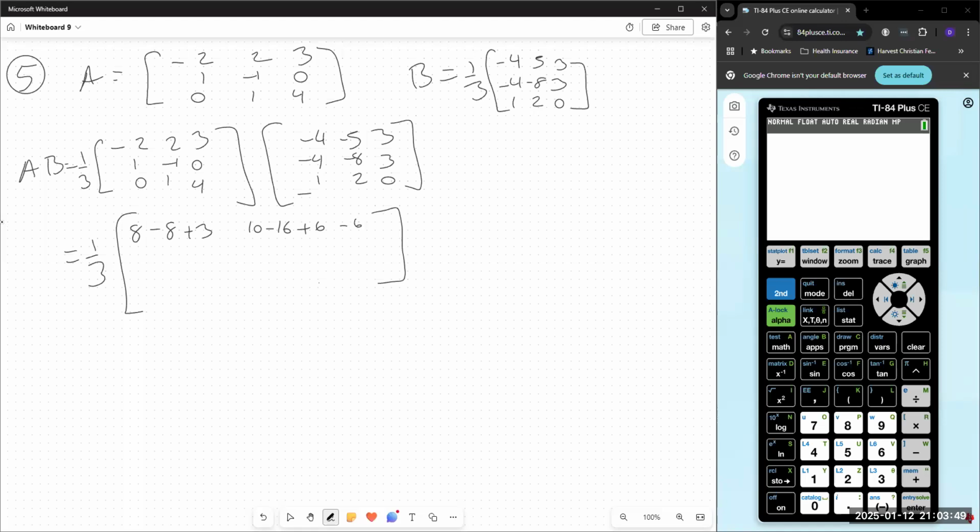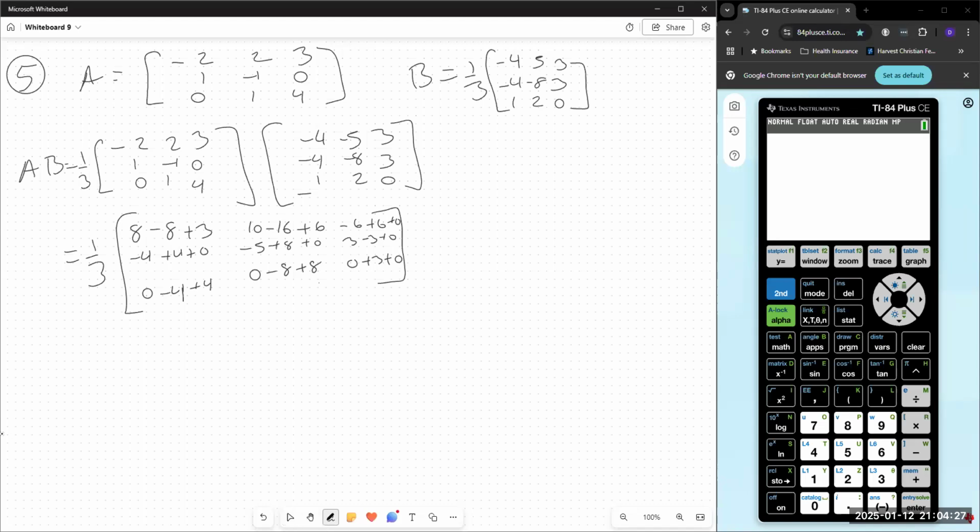Negative 6 plus 6 plus 0. This is negative 4 plus 4 plus 0. This is negative 5 plus 8 plus 0. This is 3 minus 3 plus 0. This is 0 minus 4 plus 4. This is 0 minus 8 plus 8. And this is 0 plus 3 plus 0.